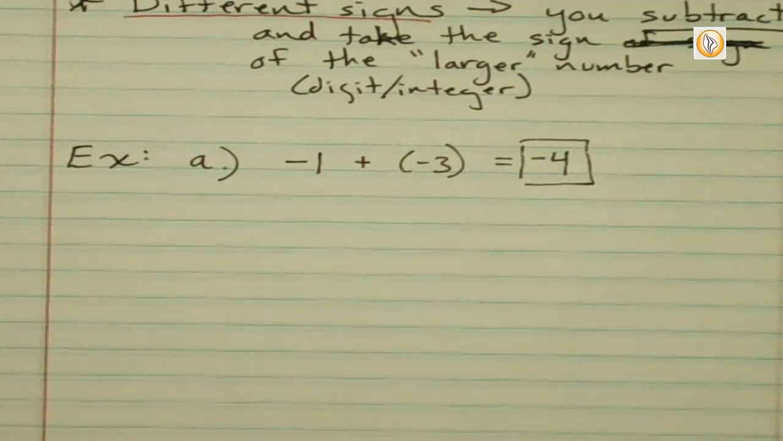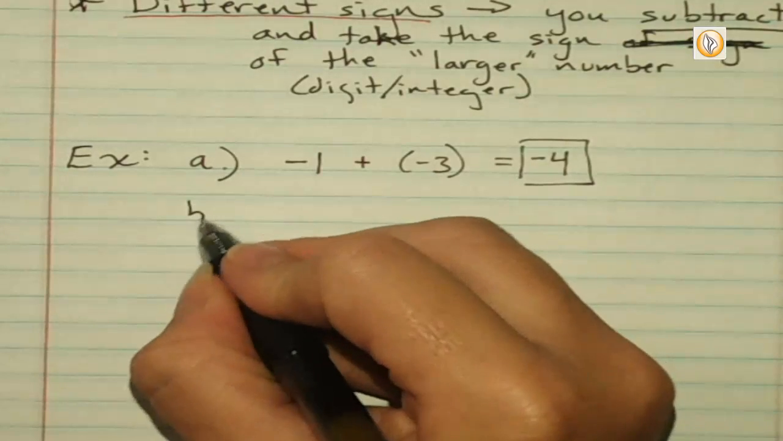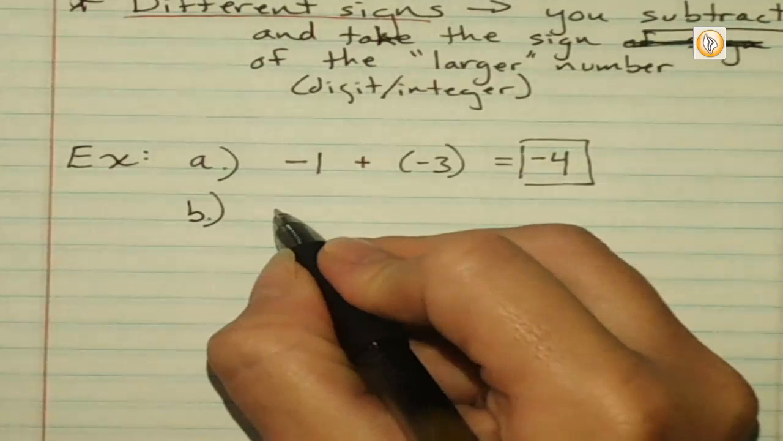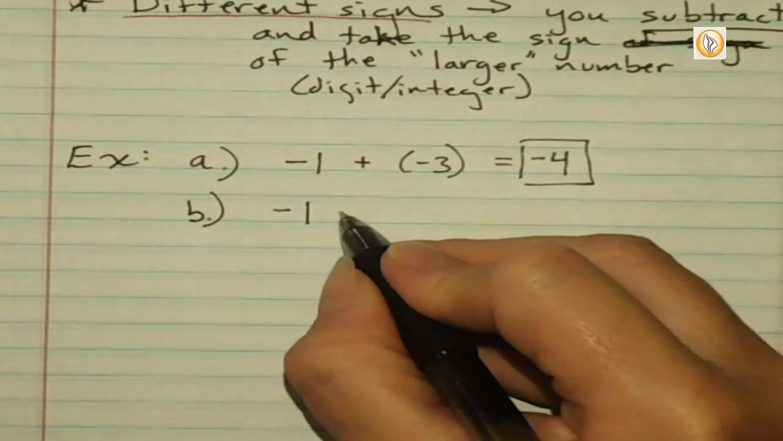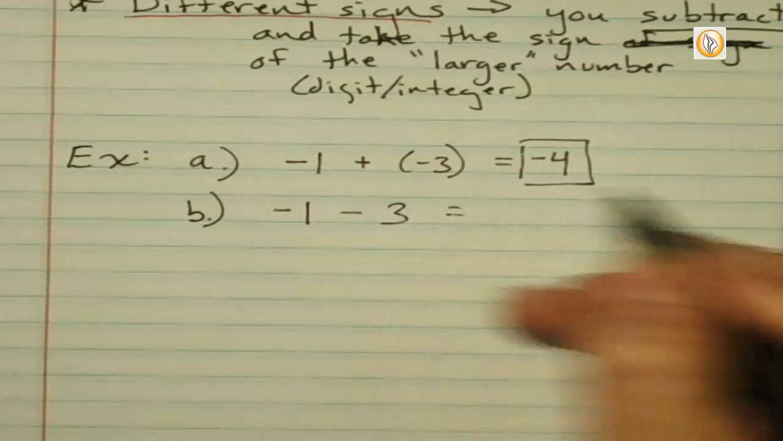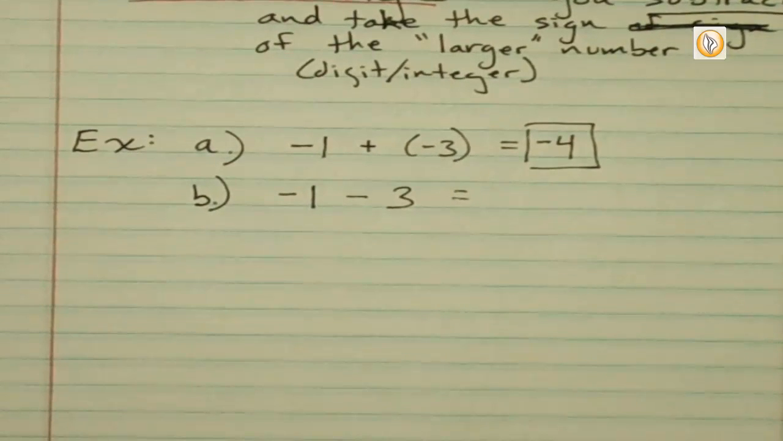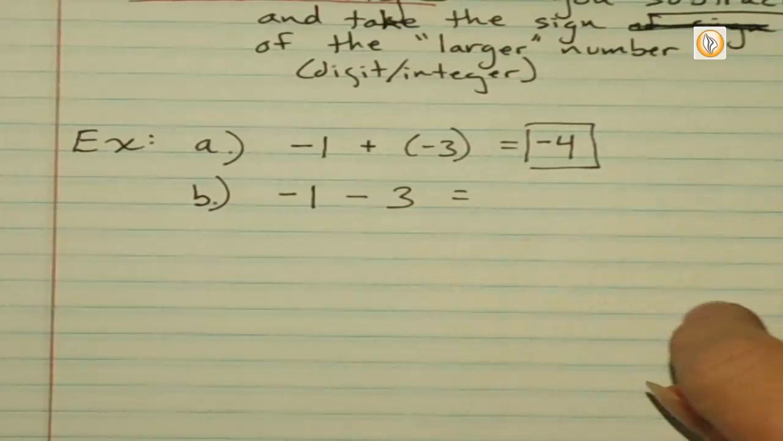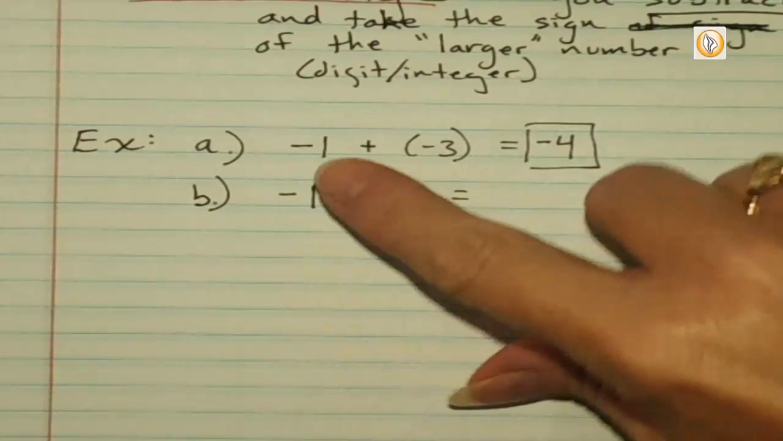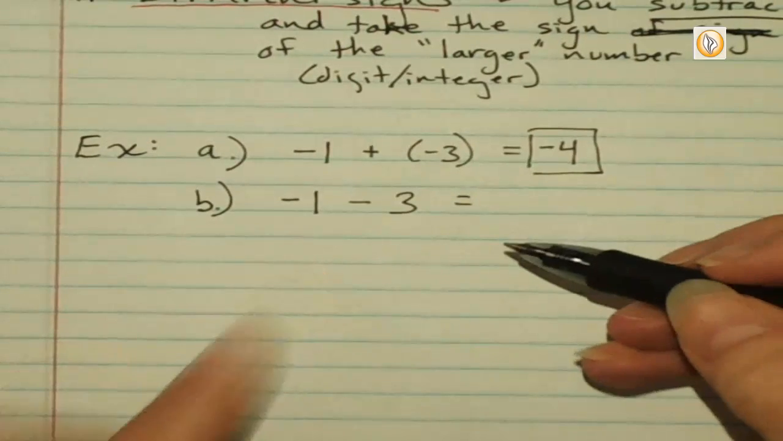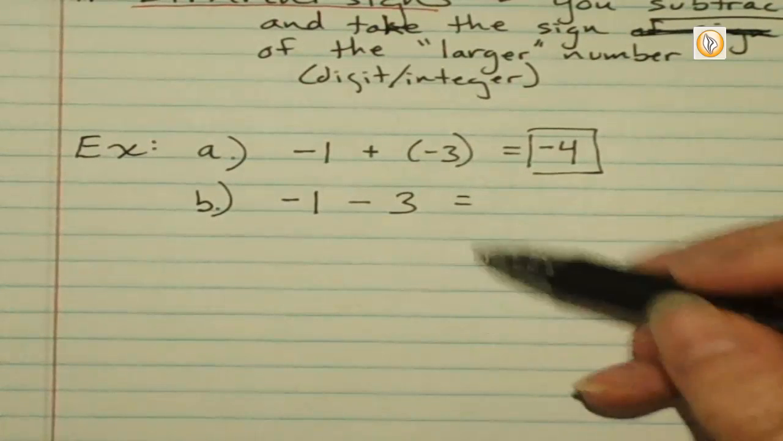Any questions about that? Cool. I'm going to write it a different way. Same integers, a little bit different. Franz, the signs are the same, so you must add. And -4. The signs are the same, guys. It looks different.